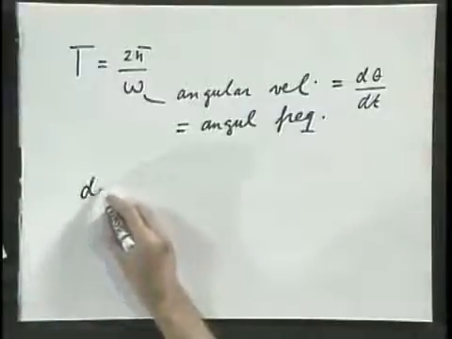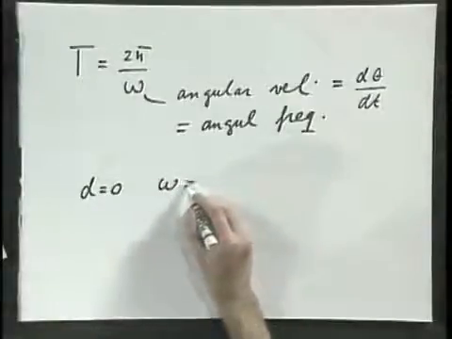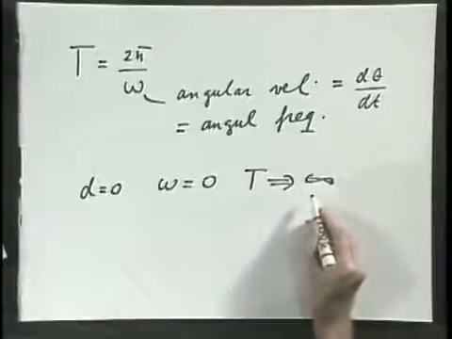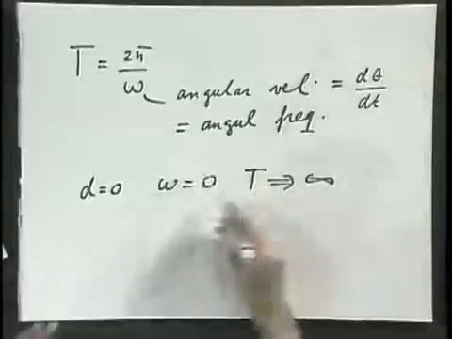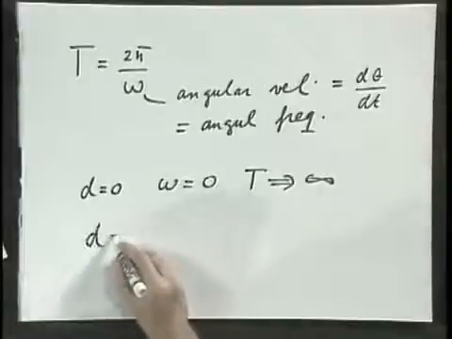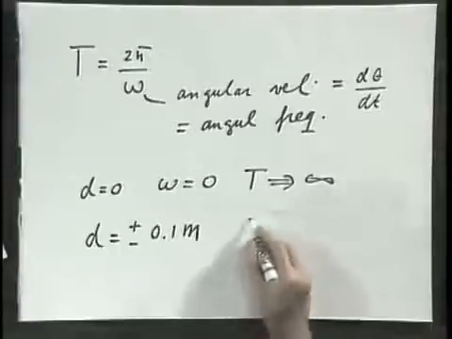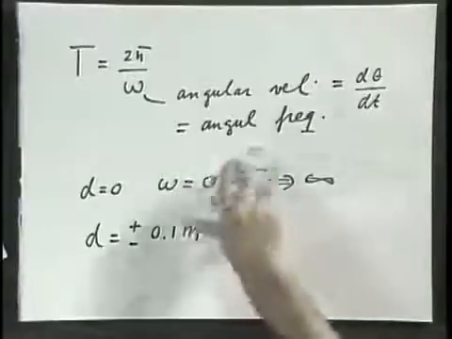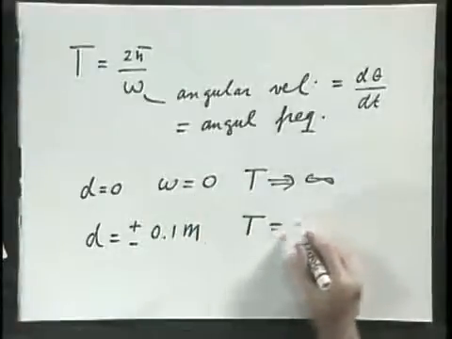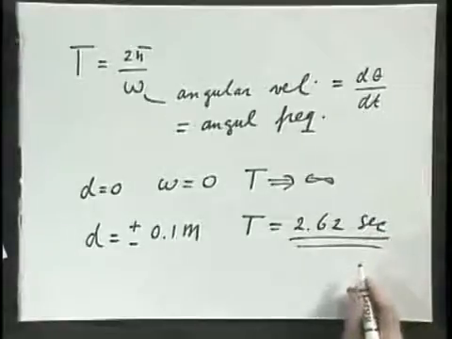If d equals 0, then I would find that omega equals 0, and that means the period would go to infinity, which is immediately obvious because if there is no rotation, the object takes infinitely long to make one full rotation. If d were either plus or minus 0.1 meters, then the period for one rotation, either clockwise if it is a plus sign or counterclockwise if it is a minus sign, would be about 2.62 seconds for the numbers that we have chosen.